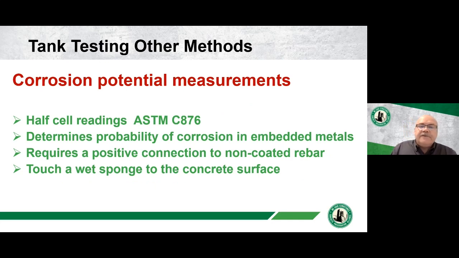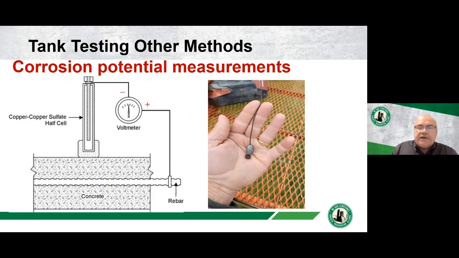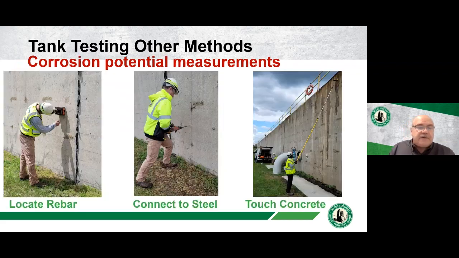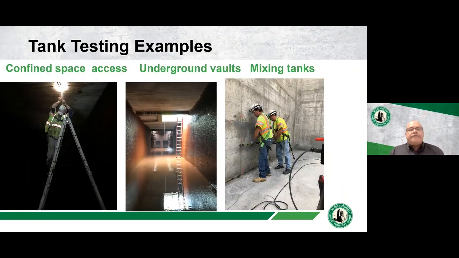Half cell readings are very valuable. That's ASTM C876, and that looks at the probability of corrosion of embedded rebar. We need to make a connection to the black steel and then just measure the change in voltage by touching the surface with a wet sponge. So we have to locate where the rebar is. GPR is going to help us do that. We have to drill in and connect it to the steel. And then we just touch the concrete surface in a 2-foot grid or 3-foot grid or whatever may be required.